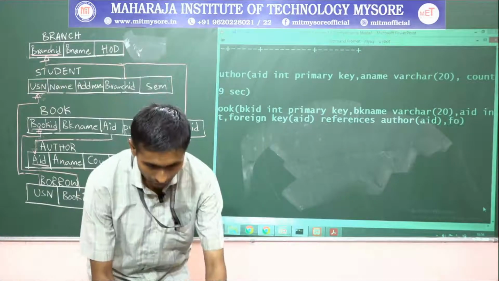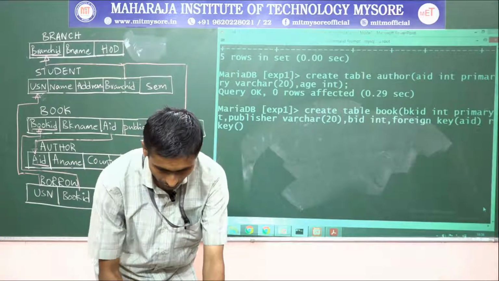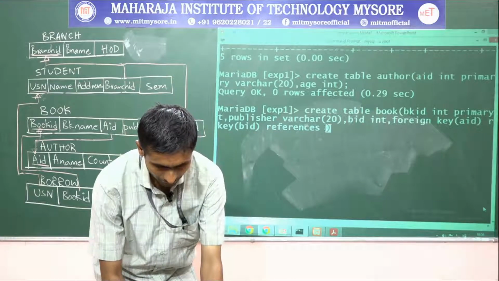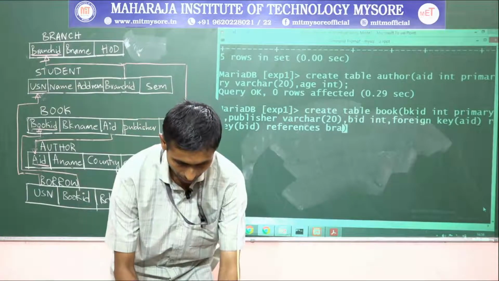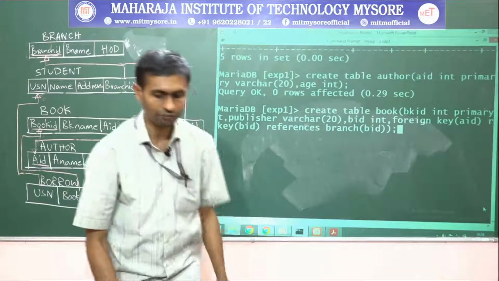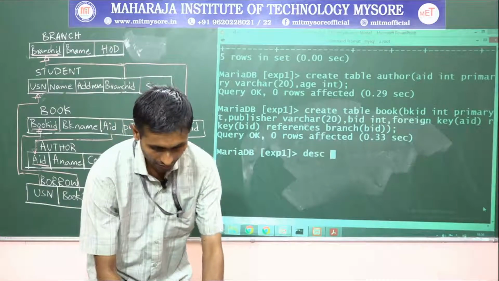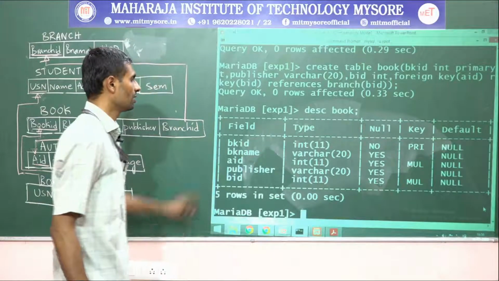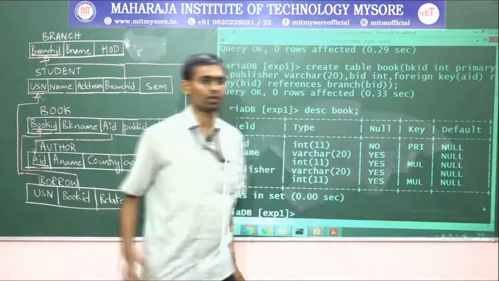Let me do it one more time. Again, foreign key of BID, and it should point to, references, which table? The branch table, branch ID, branch of BID. Okay. That's it. Anything left out? Let me press enter. Yes, query okay. Let me call describe, book table. Yes, we got it where BKID is a primary key and AID and BID are foreign keys, right?